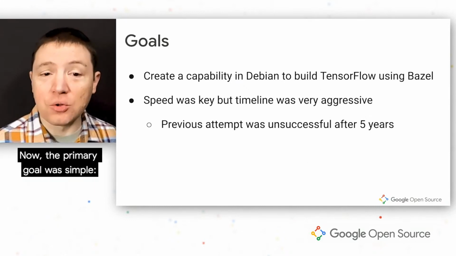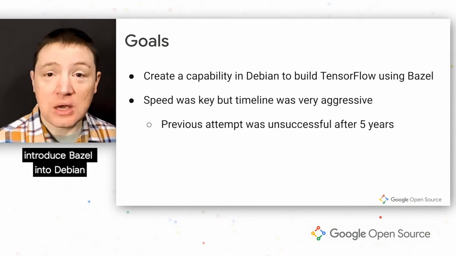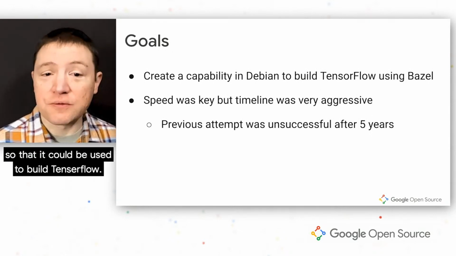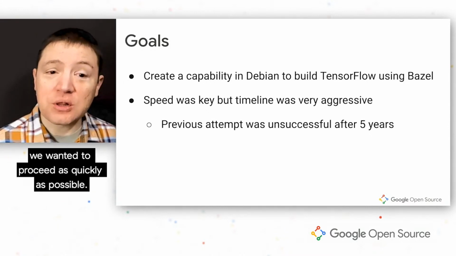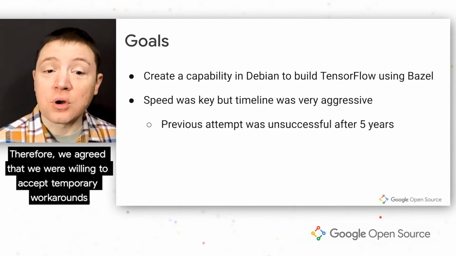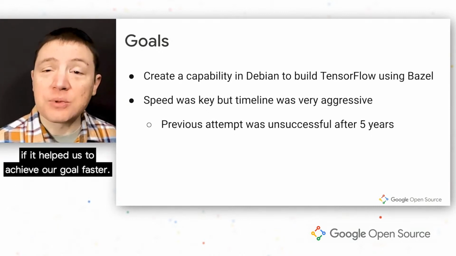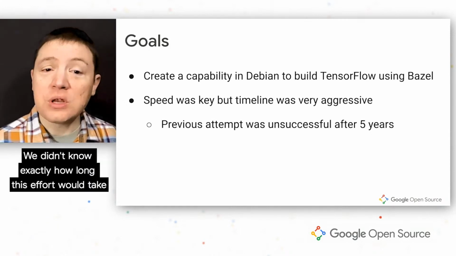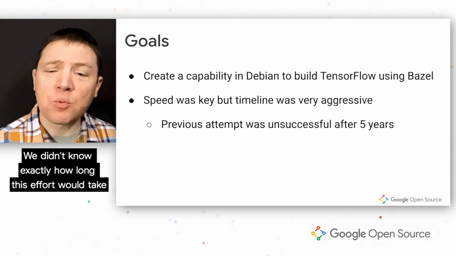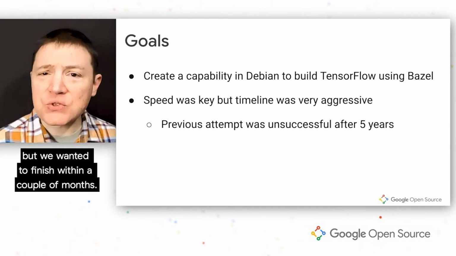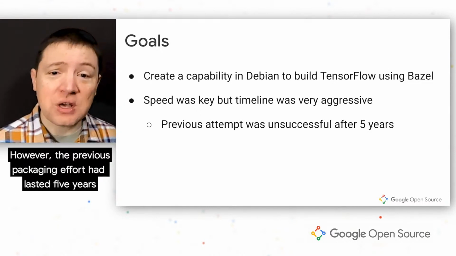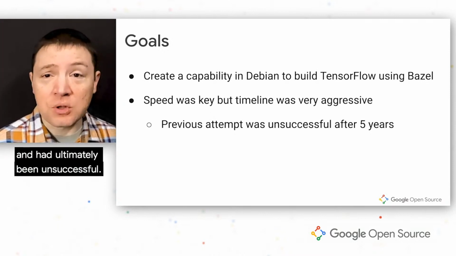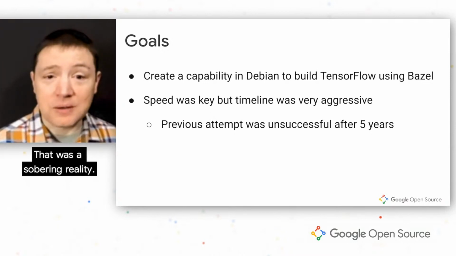Now, the primary goal was simple: introduce Bazel into Debian so that it could be used to build TensorFlow. Because of the pandemic implications, we wanted to proceed as quickly as possible. Therefore, we agreed that we were willing to accept temporary workarounds if it helped us to achieve our goal faster. We didn't know exactly how long this effort would take, but we wanted to finish within a couple months. However, the previous packaging effort had lasted 5 years and had ultimately been unsuccessful. That was a sobering reality.